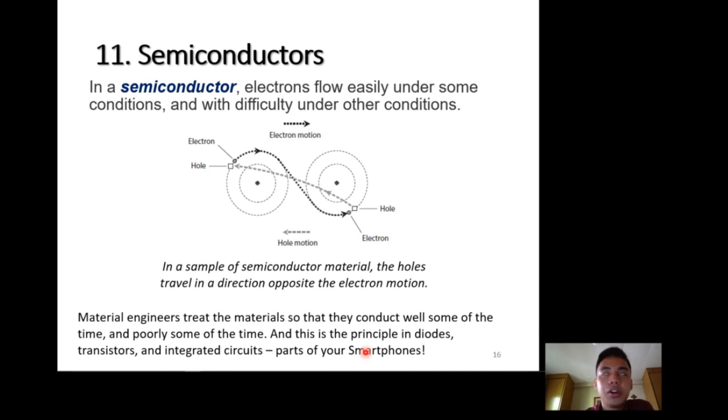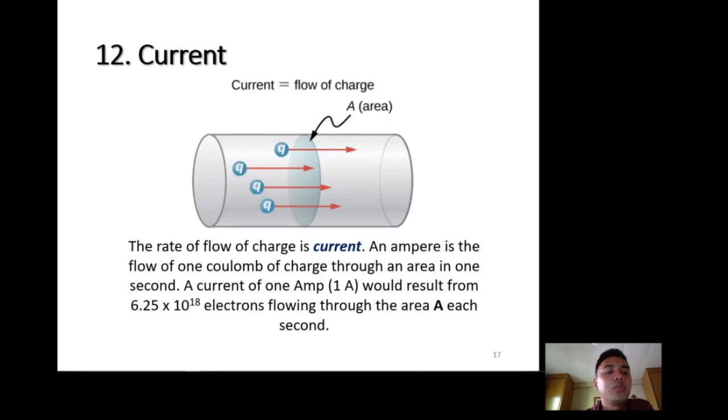Okay, so that's semiconductors. We have conductors, insulators, and semiconductors. These are the three major classifications of materials. Okay, and we have the current.